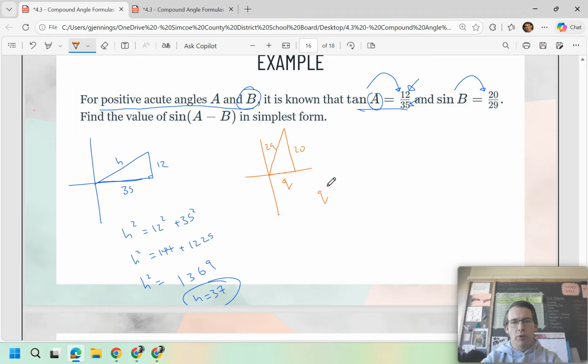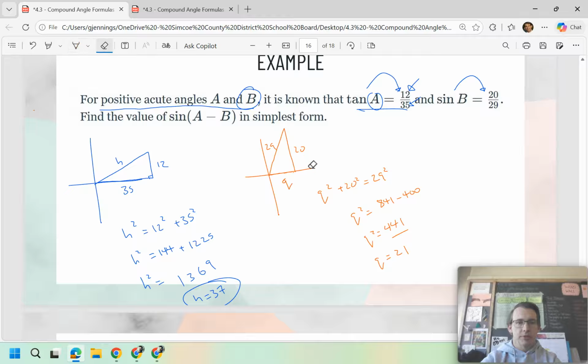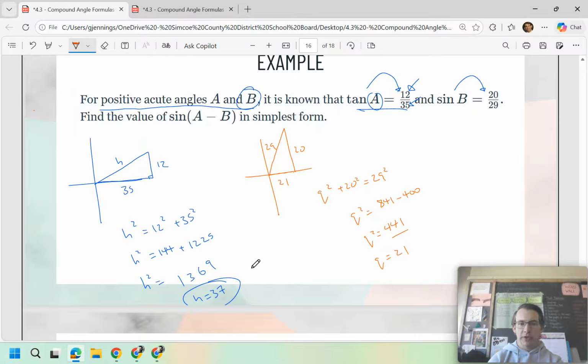So then we get q squared plus 20 squared equals 29 squared. So q squared is equal to 29 squared, which is 841, minus 20 squared, which is 400. So q squared is 441. And wouldn't you know it, it's my favorite number backwards, which is 21 squared. So q is equal to 21. It's not quite as tall as I drew it, but can't all be perfect.